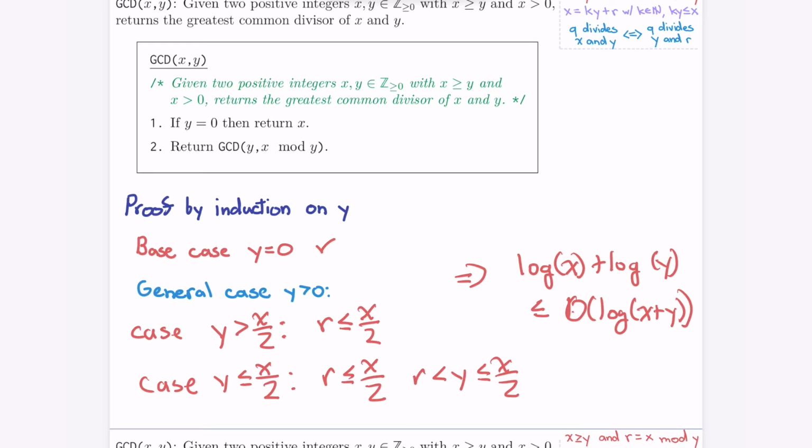What we showed is that we have two cases. One is where y, the second argument, the smaller of the two, is at least x over 2. Then x mod y will give you some remainder that's at most x over 2, just because it has to be in that difference, x minus y. Or if y is at most x over 2, I know the remainder is at most y because it's modulo y, and that's at most x over 2. And in our recursive call, I'm replacing x and y with y and r, and r is at most half of x. So one of my numbers is getting cut by half.